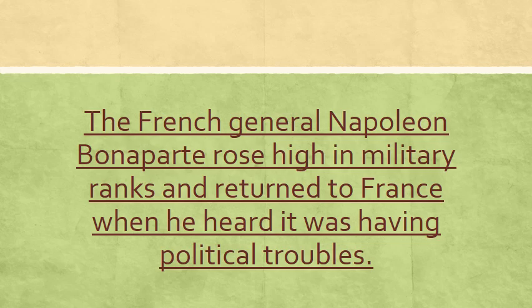So one of the French military generals of the time named Napoleon Bonaparte was out battling and fighting in different parts of Europe, and he heard that France was in trouble. They were having chaos. They were having political issues. So he decides to go back to France. He's rose high in the military ranks. He's got the rank of general, pretty high and popular in the military, and he rides back. He returns on home to France because he hears that it's in political chaos and turmoil.